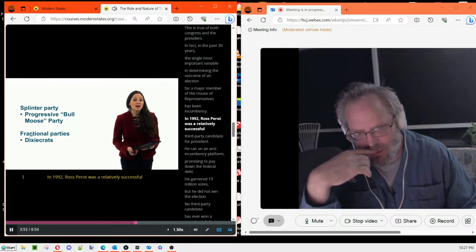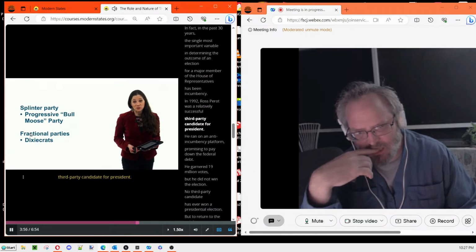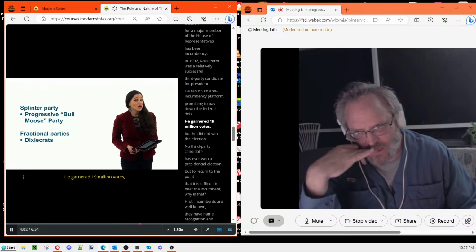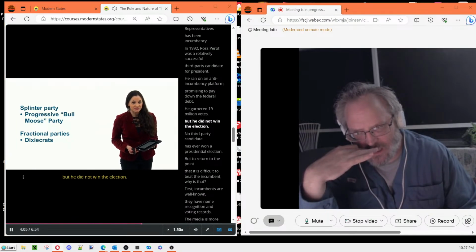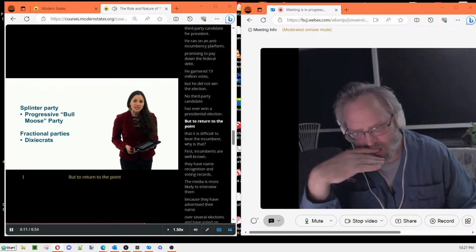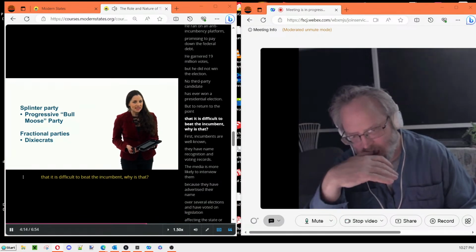In 1992, Ross Perot was a relatively successful third-party candidate for president. He ran on an anti-incumbency platform promising to pay down the federal debt. He garnered 19 million votes, but he did not win the election. No third-party candidate has ever won a presidential election. But to return to the point that it is difficult to beat the incumbent, why is that?